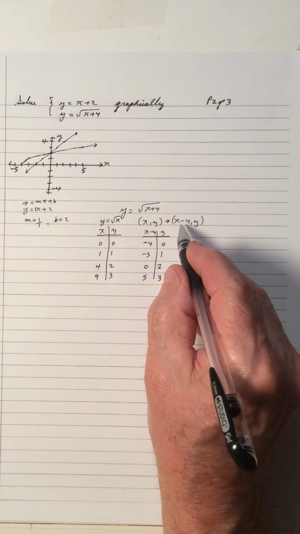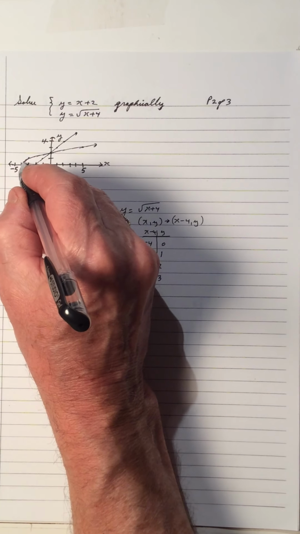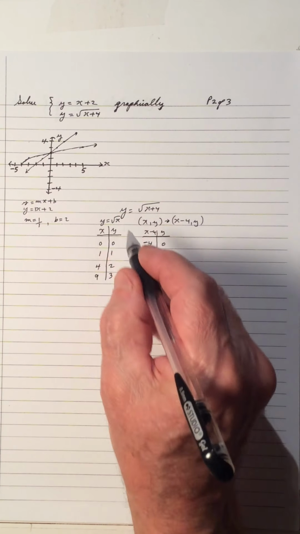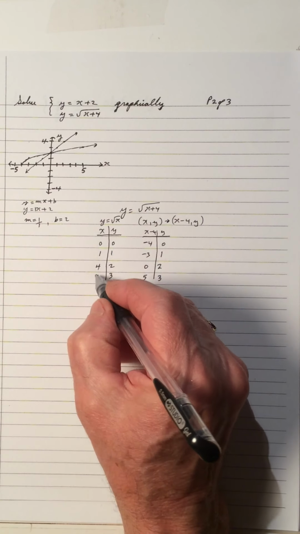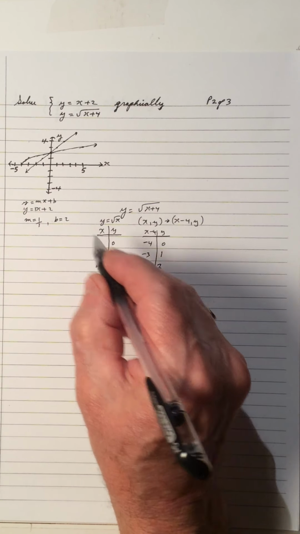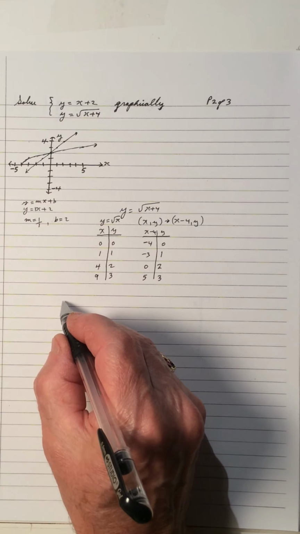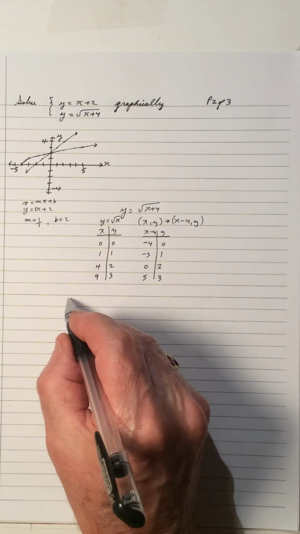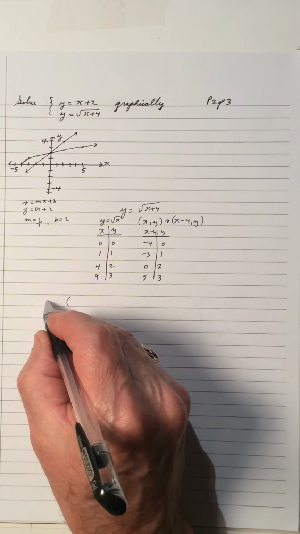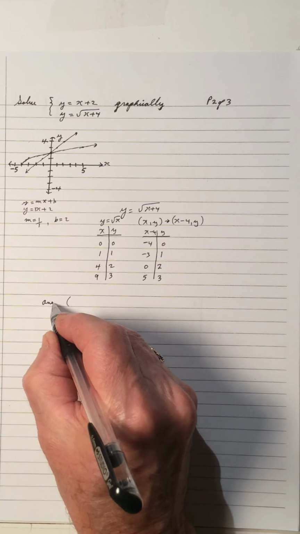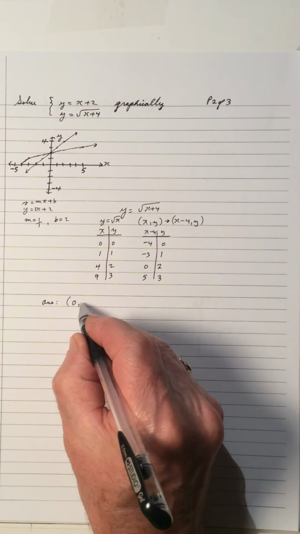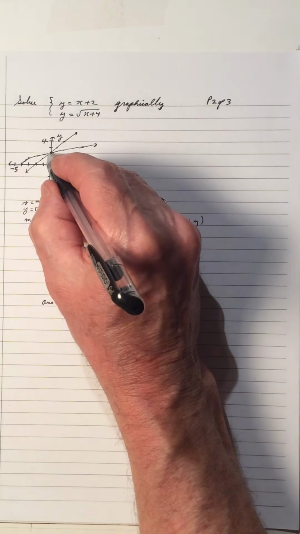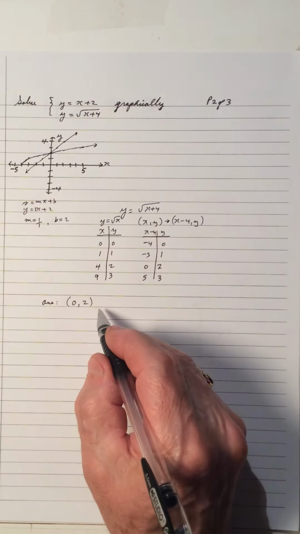And notice that the graph has moved 4 left from the basic graph, and the basic graph is the one that passes through these 4 points. And notice that we're solving graphically, so it has the solution. The solution is when x is 0, y is 2.